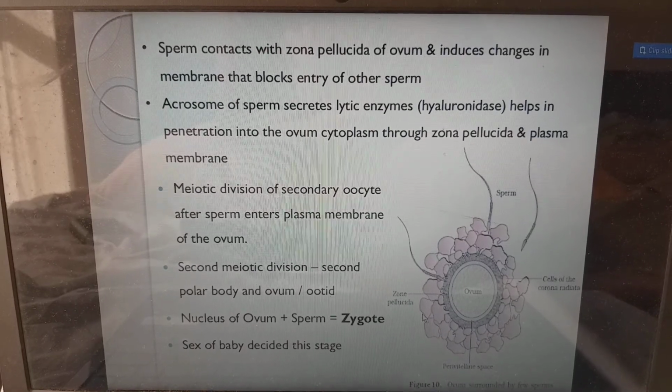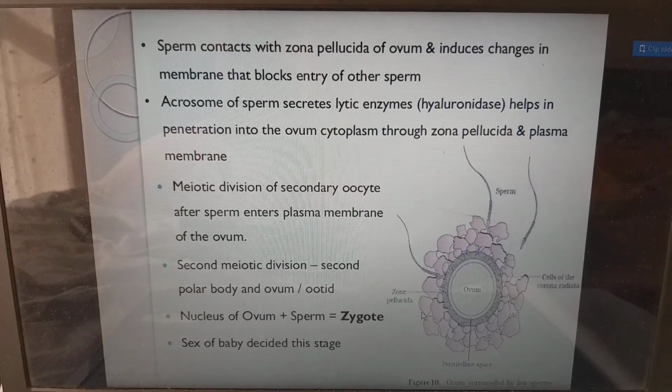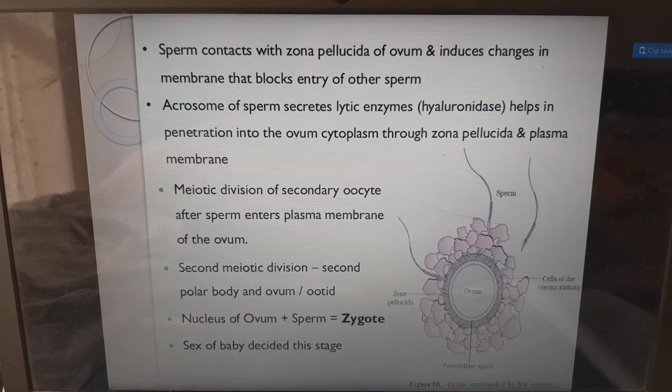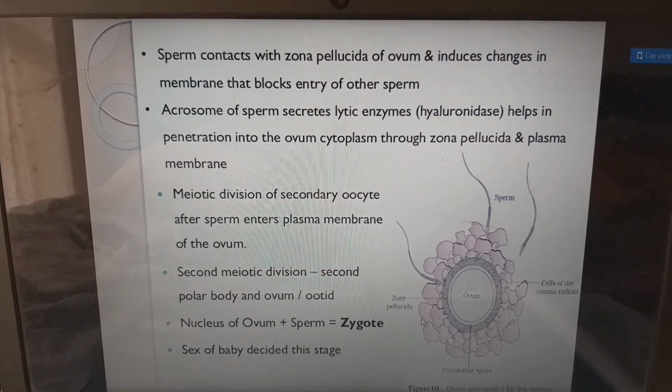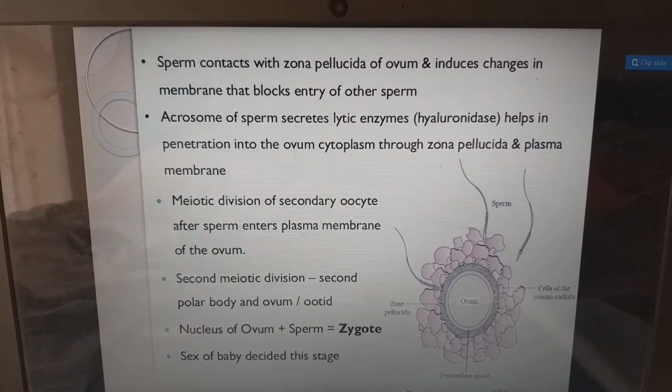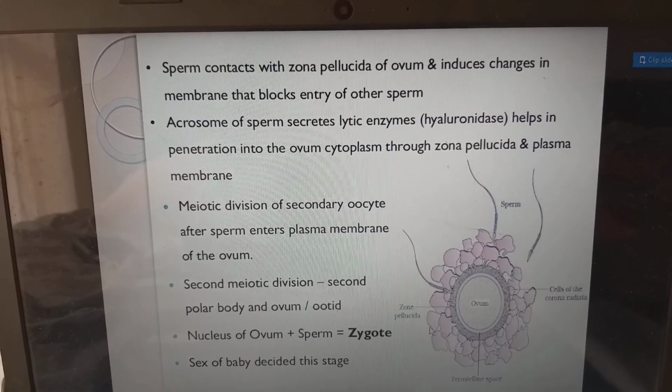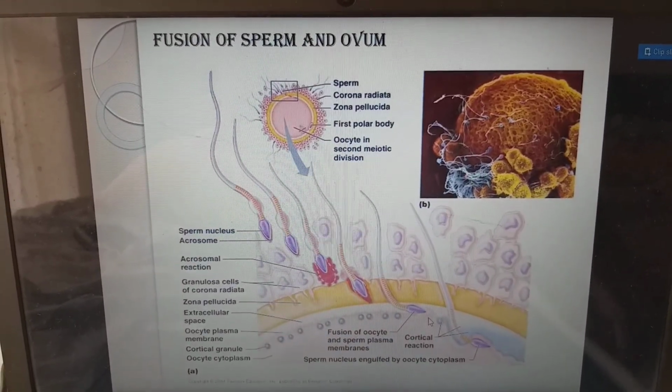So the secondary meiotic division will cause the secondary polar body and the ovum, or oocyte. So the nucleus of the ovum plus the sperm, which we call the zygote. The sex of the baby is decided by this stage: fusion of the sperm and ovum.